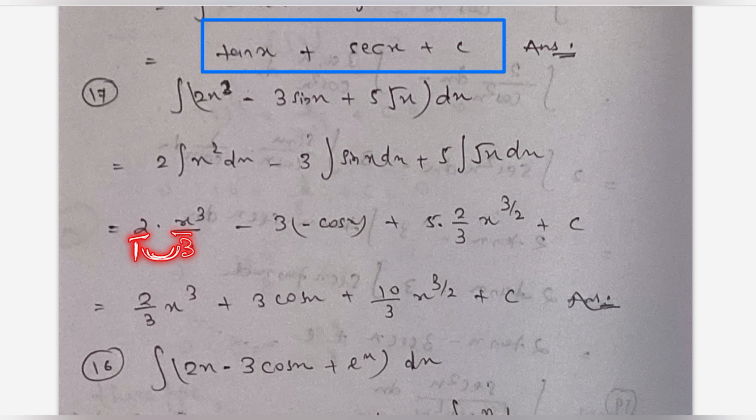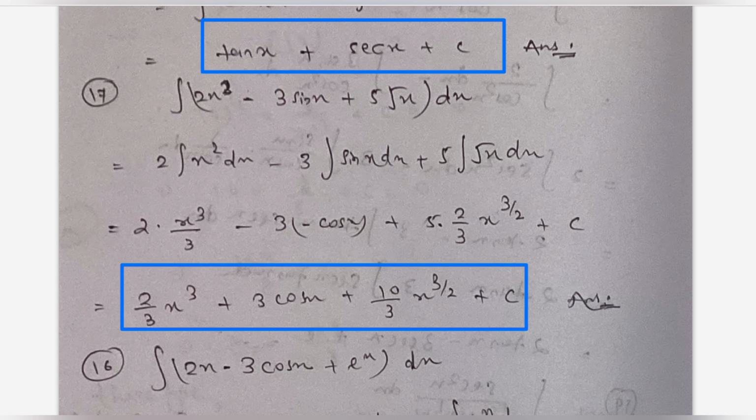Now this 3 we can multiply with 1 here because by 1 is there hidden. So 3 1 is 3. So it will basically be 2x cube by 3, or we can write like 2 by 3 and then x cube. So 2 by 3 x cube, and this minus and minus becomes plus. So we have 3 cos x and then plus here 5 2s are 10 by 3, so 10 by 3 x to the power 3 by 2 and then plus c. Very simple and very easy. So this was our answer for question number 17.